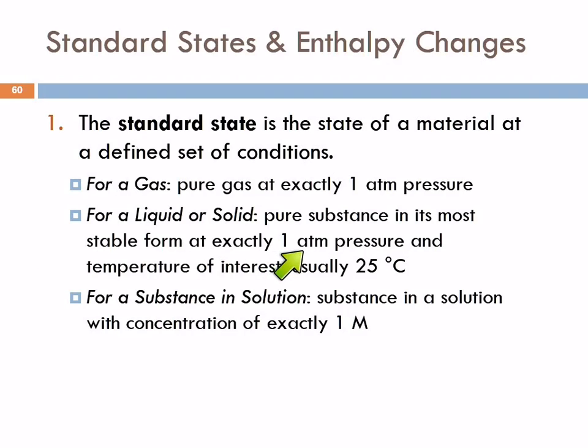And then we specify, again, the pressure and temperature of interest. Usually this is 25 degrees Celsius, which is considered room temperature, so that's convenient. If we have something that's aqueous or dissolved in some other substance, then we are looking at a concentration of exactly 1 mole per liter.